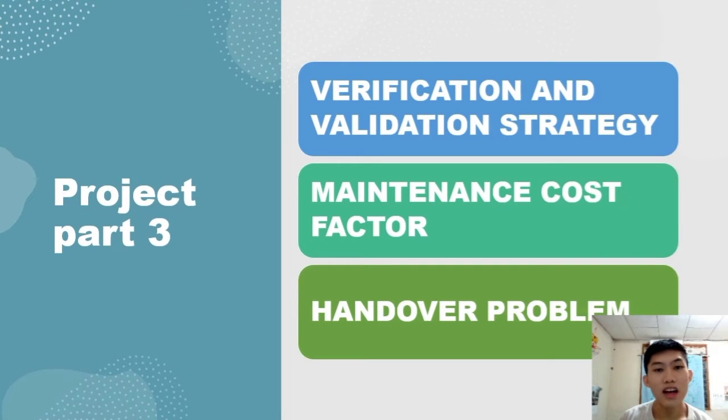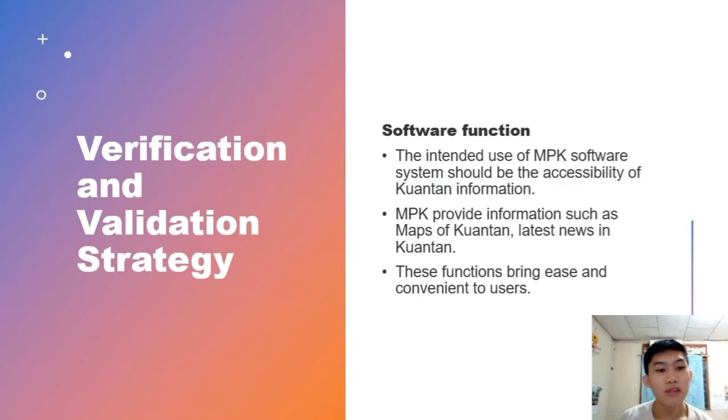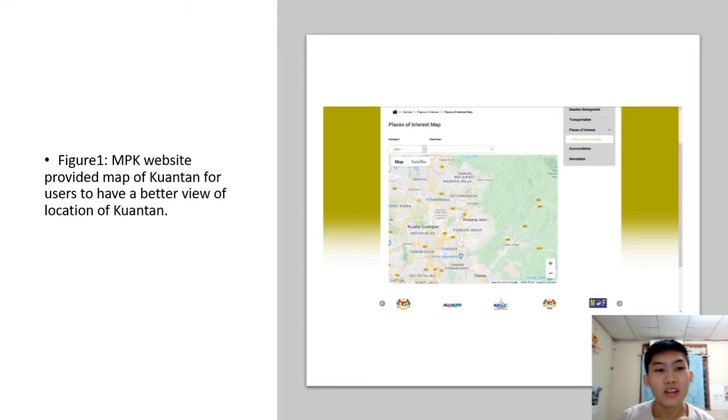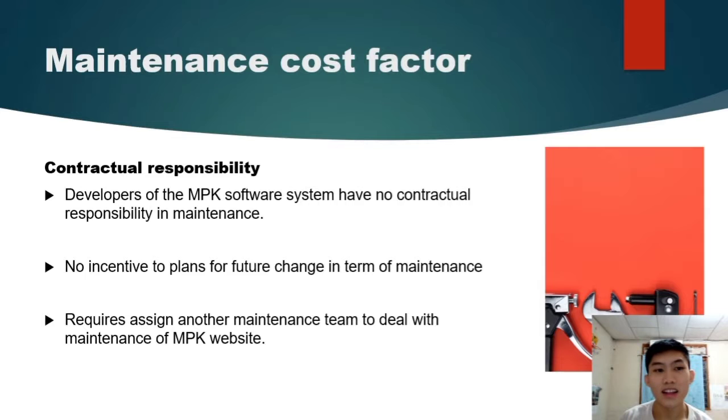In project part 3, I had delivered the verification and validation strategy, maintenance cost factor, and handover problem. The V&V strategy is software function. The intended use of the MPK software system should be the accessibility of Kuantan information. The MPK should provide information such as a map of Kuantan and the latest news in Kuantan, as this function is easy and convenient to use. So figure 1 shows the MPK website providing a map of Kuantan to the user to have a better view of the location of Kuantan.